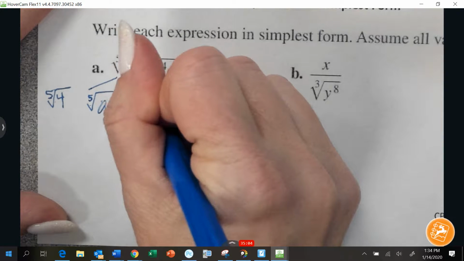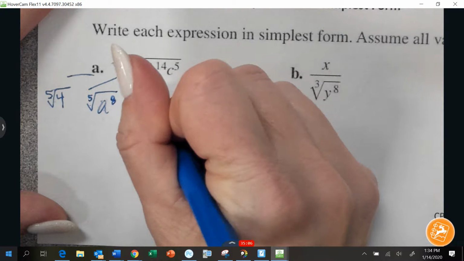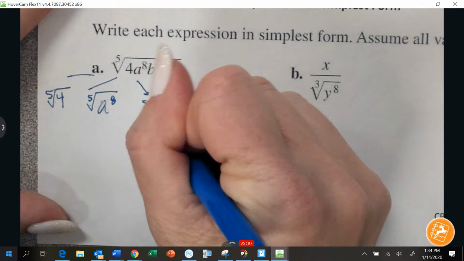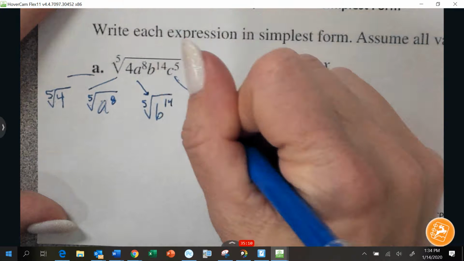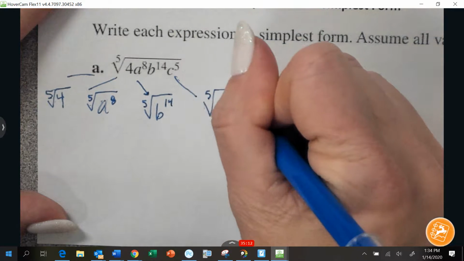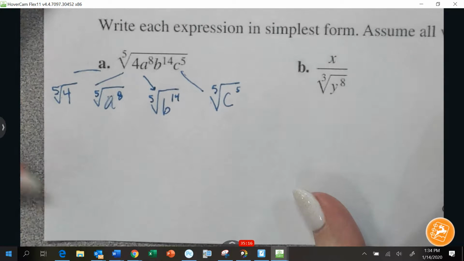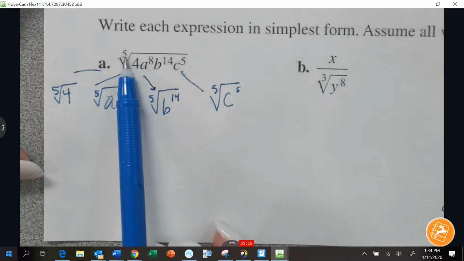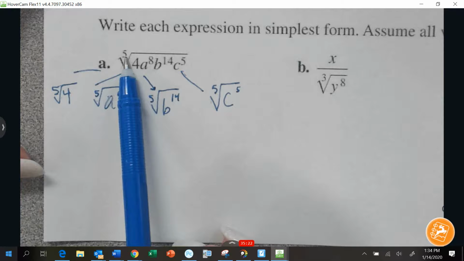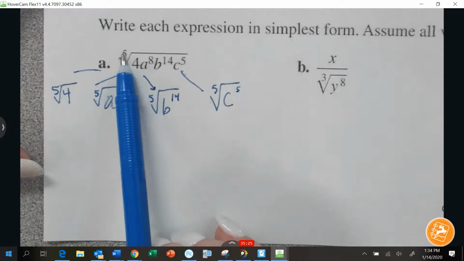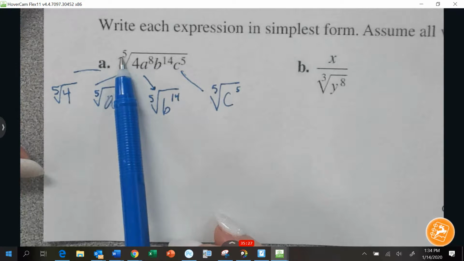I would write it as the fifth root of b to the 14th. And I would write the root of c to the 5th. Before I do any more work on this, I want to point something out to you. Is this even? So will I need absolute value? Good, I'm not even thinking about it the rest of this time because I checked right away, there's no way this is going to have absolute value.